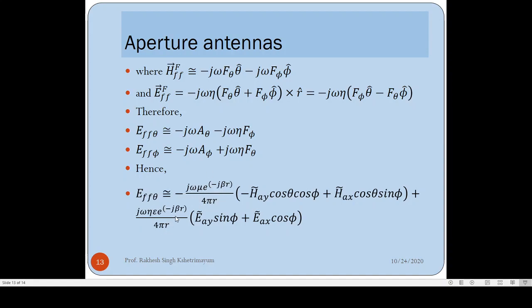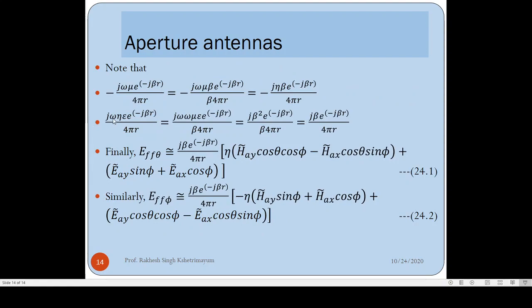This term also you can simplify. What is j omega eta epsilon exponential minus j beta r by 4 pi r? You can further simplify it. What is eta here? Eta is omega mu by beta. So now what you have here is omega square mu epsilon. Omega square mu epsilon is what? Beta square. So this beta and beta square cancel out, j beta exponential minus j beta r divided by 4 pi r. So you replace the first term here by this.